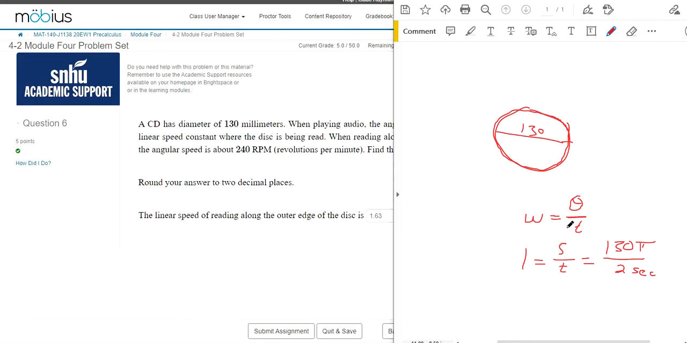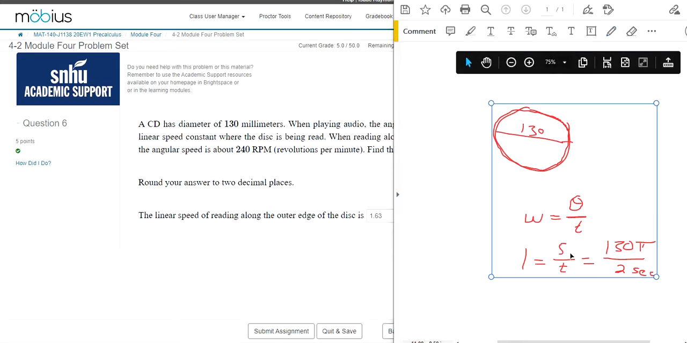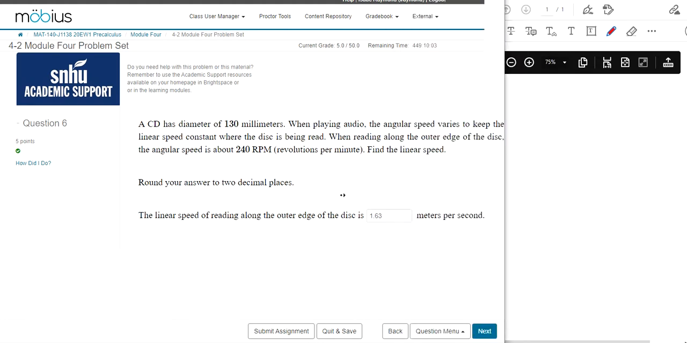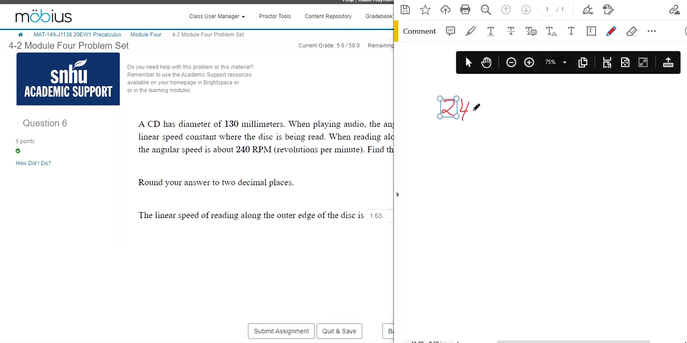Okay, so they're both measuring how fast the disk is spinning, but one's measuring it based on the angle, and one's measuring it based on the distance of that outer edge. These are numbers that I've just made up about seconds. It's just to give us an idea of what angular and linear velocity is talking about. So for this problem, they tell us that the angular speed is 240 revolutions per minute. So let's write that out a little bit more. 240 revolutions for 1 minute. Right, and so that's the angular speed.